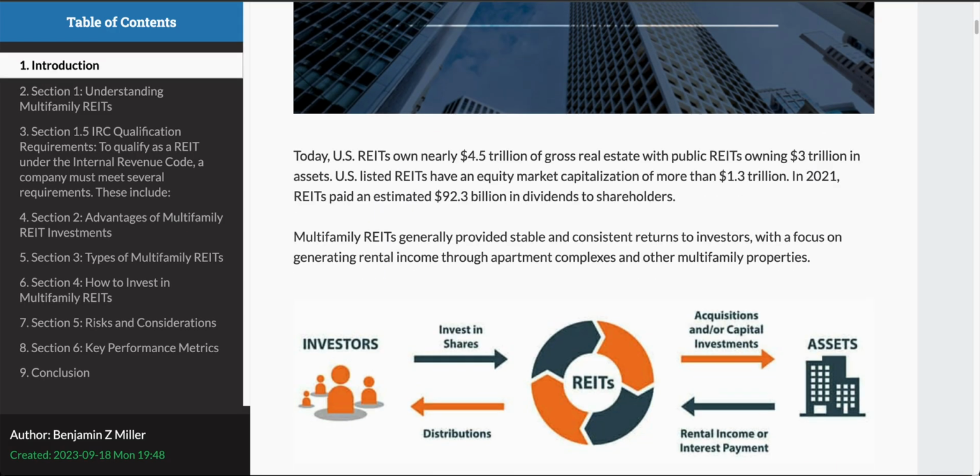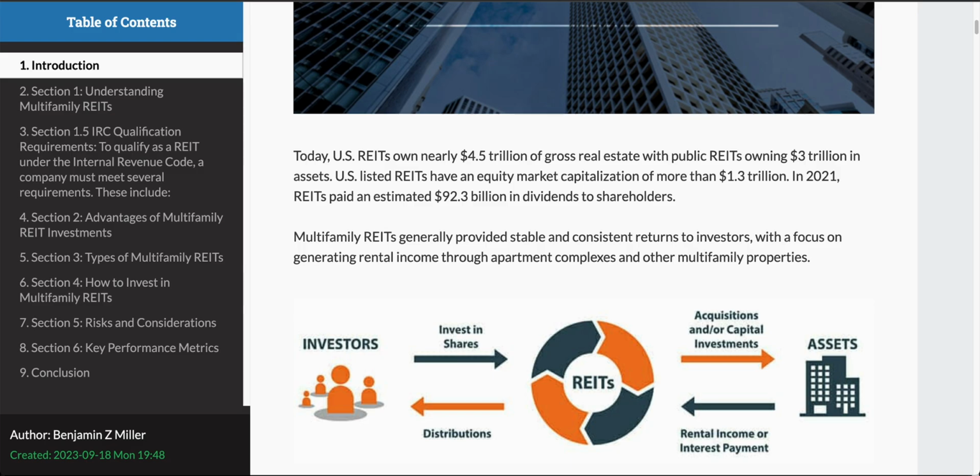So today, U.S. REITs are huge. The market capitalization of publicly traded listed REITs is at $1.3 trillion. U.S. REITs currently own nearly $4.5 trillion of gross real estate, with public REITs holding $3 trillion in assets, and there were $92 billion in dividends paid out to shareholders.